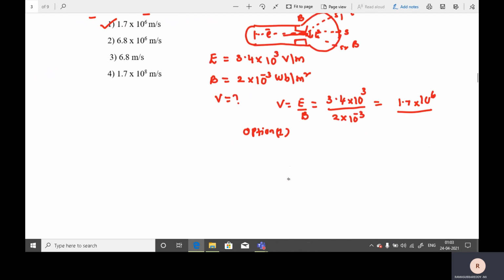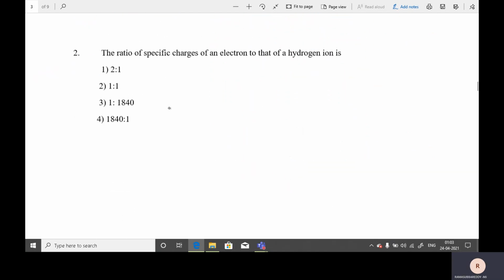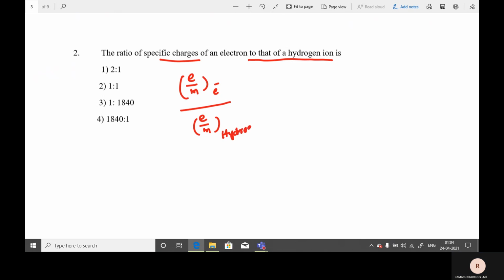Okay, next, second question. The ratio of specific charges of electron to that of hydrogen ion. We know specific charge is e by m. Here they ask you to find the specific charge of electron and the ratio to the specific charge of hydrogen. Okay, this also we discussed in concepts.